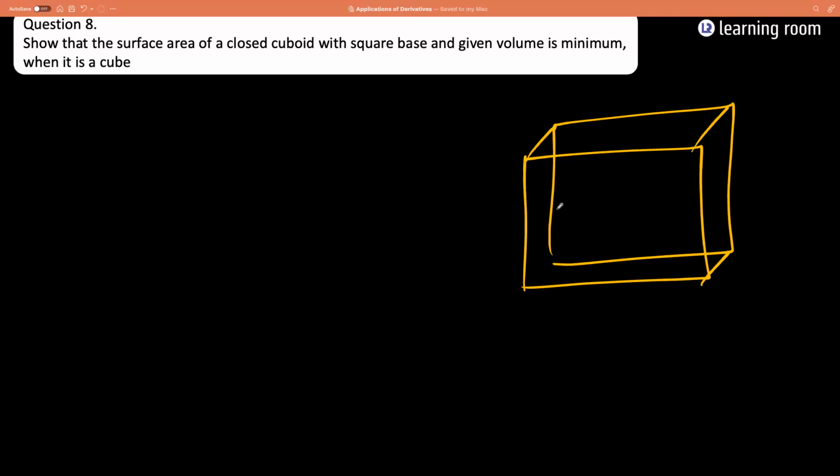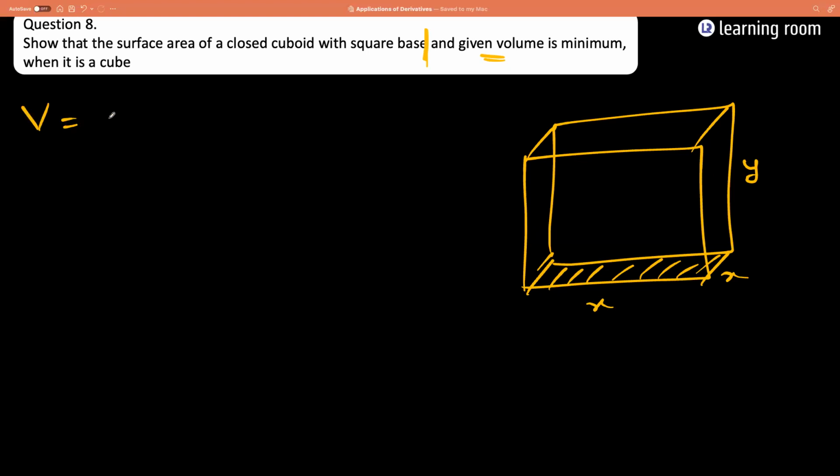So what are the special features of this cuboid? The cuboid has the base to be a square, means this is x, this is also x. அப்ப இது என்னவா இருக்கும்? This will be y. கௌஷிக் இது வரைக்கும் புரியுதா? Yes, sir. Okay, so I didn't cross the question beyond this. And given volume அப்படின்னு சொல்றாங்க. So volume of this cuboid itself is a constant.